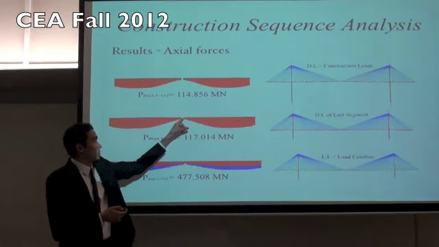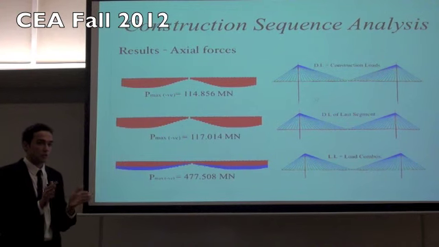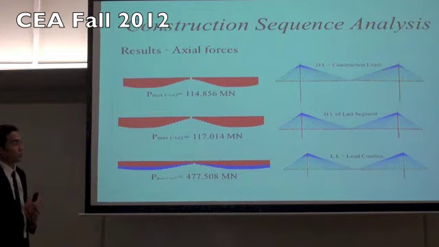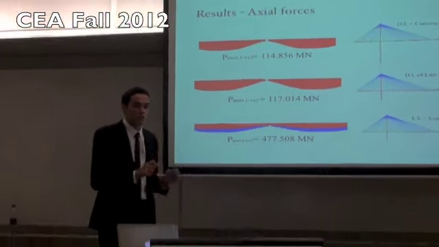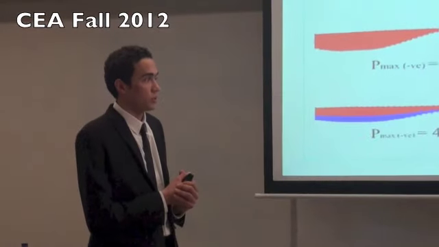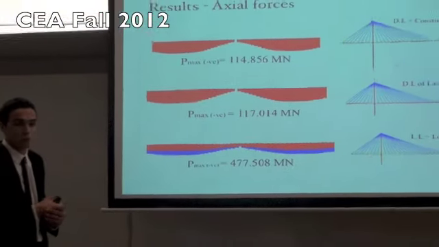With the last segment, there is a tension that appeared in the last segment, which was a 4 meter segment connecting the two sides of the bridge. And this can be totally eliminated by post-tensioning this last segment. And this is an example of our results. We still don't have all of our results. This is an example for the strength one group combination.